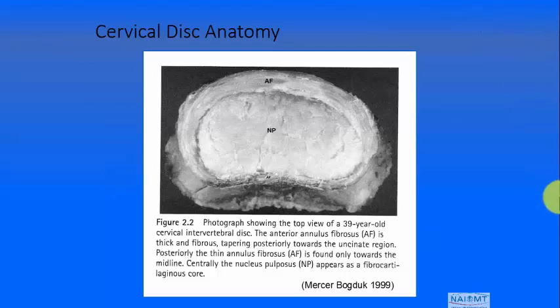Here's a slide from their study. We can see the annulus in this crescent shape. Then it goes discontinuous, and then there's a small bit of annulus here. This 40-year-old person's disc is filled with fibrofatty material instead of typical nuclear material as we might expect in the lumbar disc.